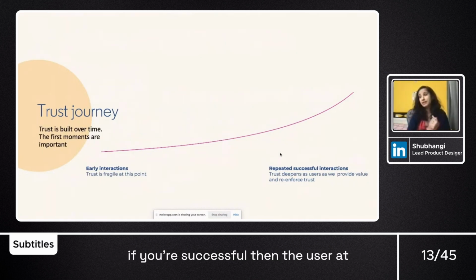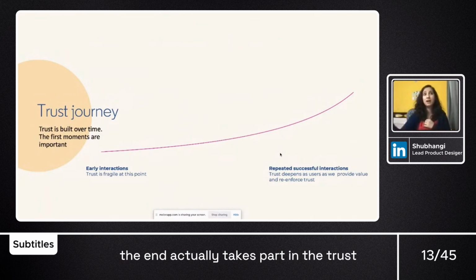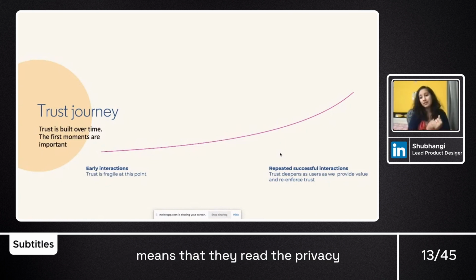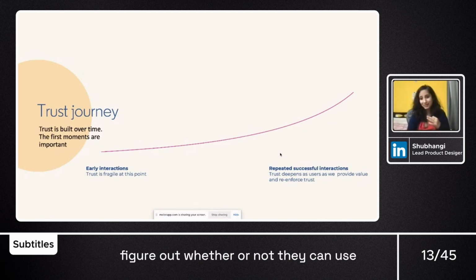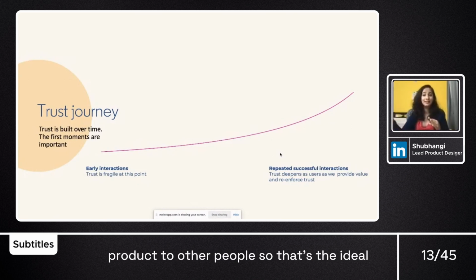If you're successful, then the user at the end actually takes part in the trust process. What does that mean? It means that a user is actively engaged in trusting and making their interactions trusted, which means that they read the privacy policies, they answer the questions correctly, they also go and figure out whether or not they can use the product, and they also recommend the product to other people. So that's the ideal point to be at.